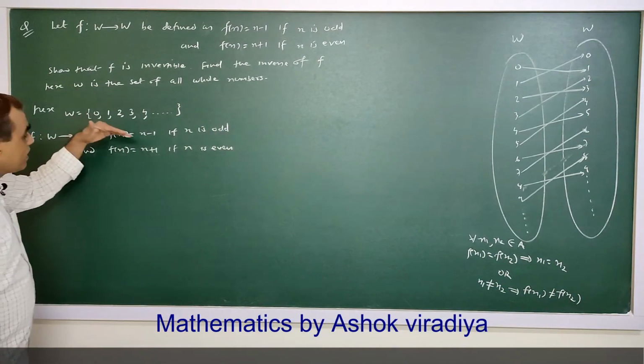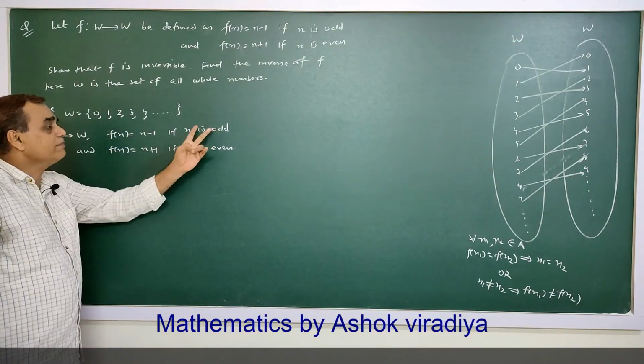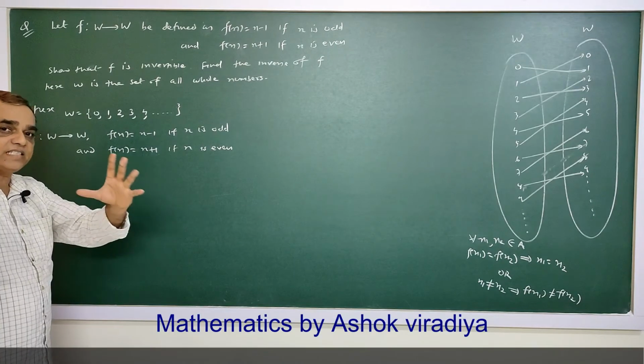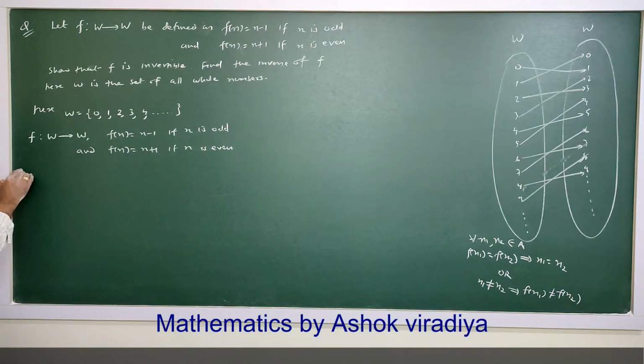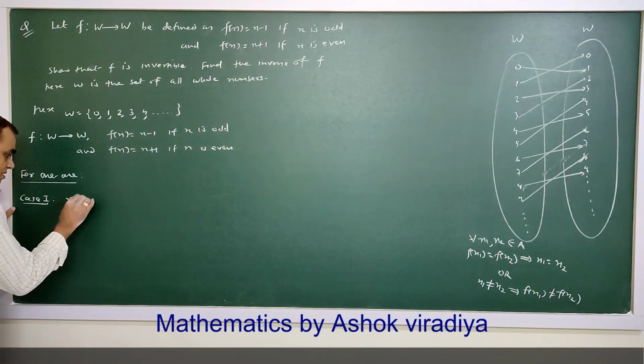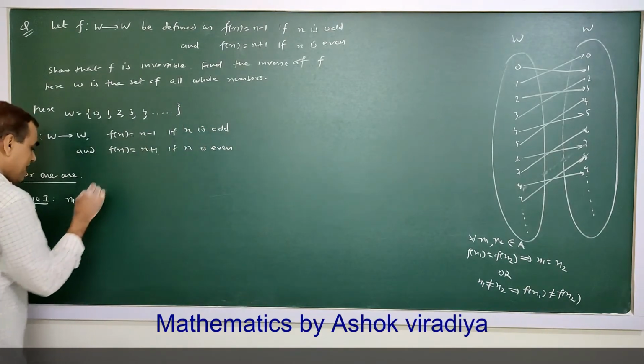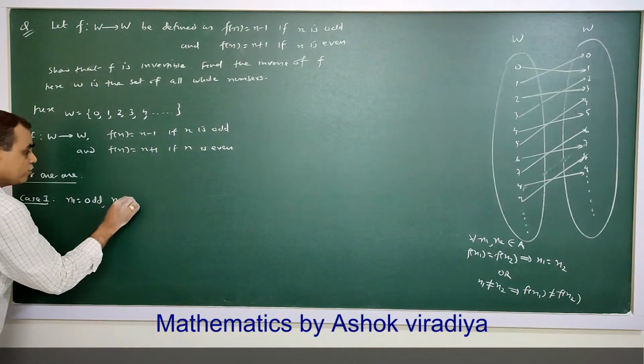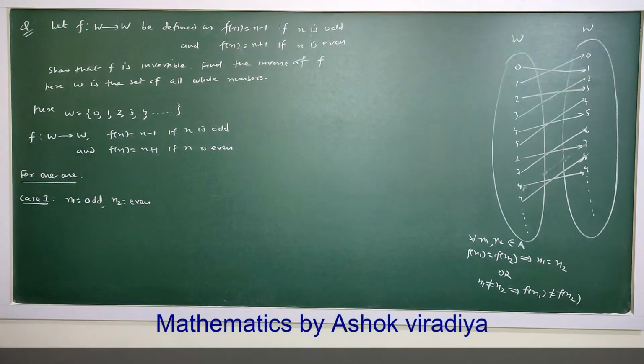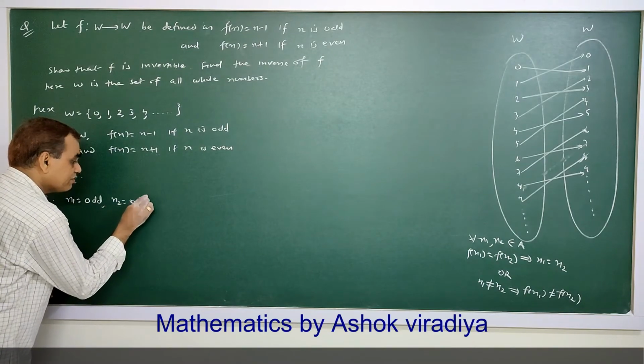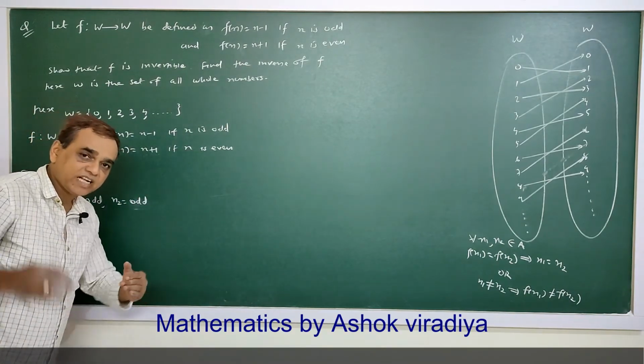So here the function is working in two styles. If inputs are odd or inputs are even, so we differ cases. So case 1 for 1-1-ness: let me take both odd. In the second case we will take both even, then we will take one odd, one even.